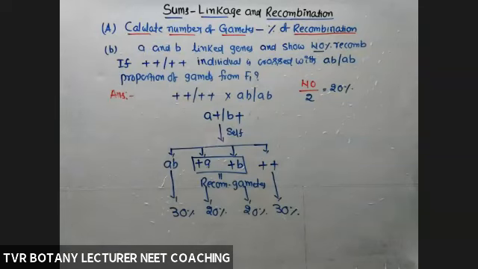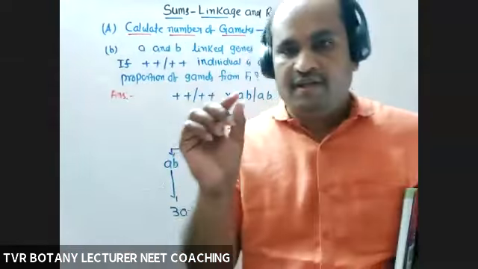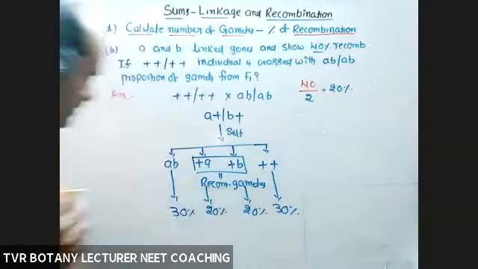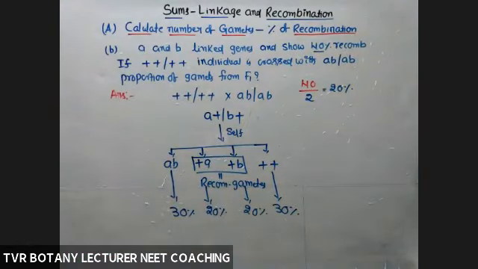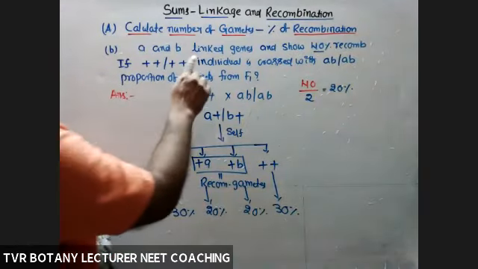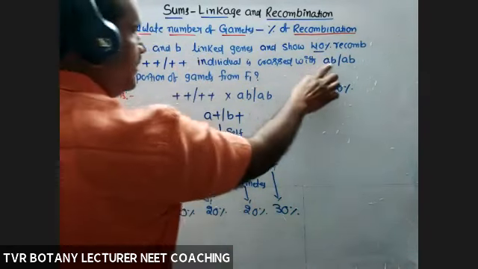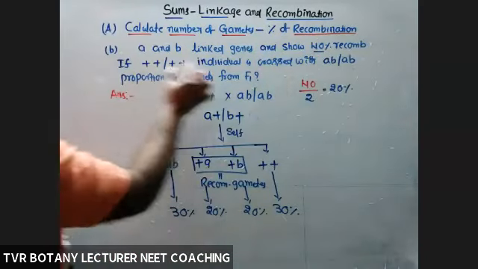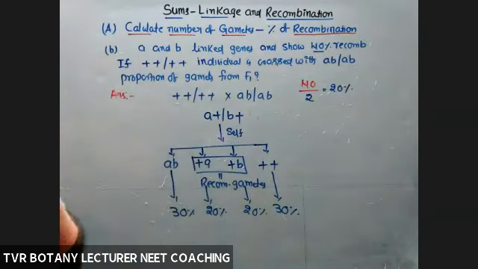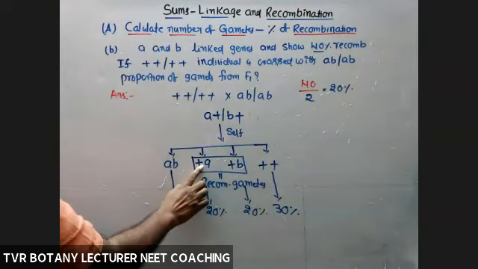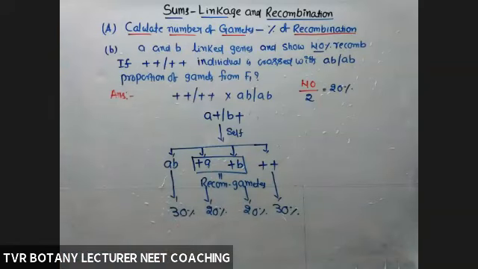So that is about calculation of gametes. Plus A is recombinant, plus B is recombinant. See, go back. What about the parents here? Plus plus, plus plus, ab. This is one parent, this is another parent. Plus plus is parental, ab is parental. Recombinants are plus A and plus B. Okay, is it clear?